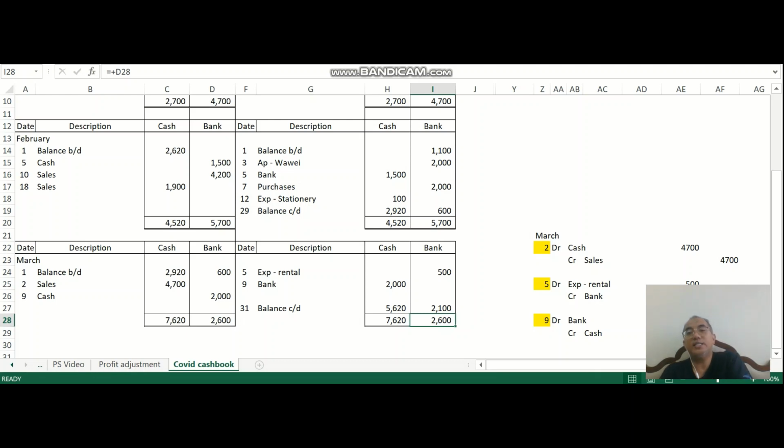Okay, I think that's it. So inshallah, this is a step by step. I think if you follow carefully, inshallah, you will understand this, and you should be able to answer your cashbook question if it come out in the exam.